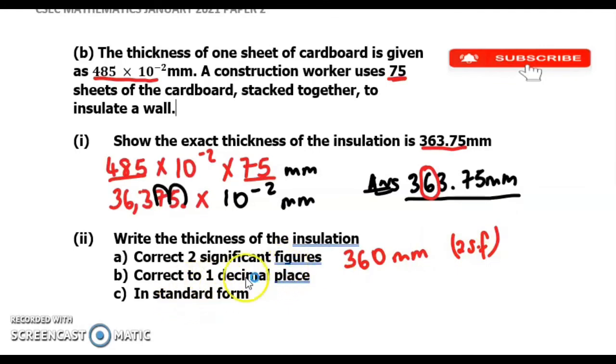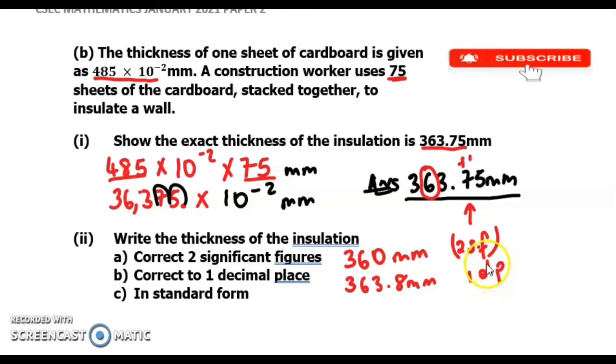For B, we're supposed to correct the same number to 1 decimal place. As it relates to decimal place, we're going to look at our number, 363.75. For 1 decimal place, the 7 would be our target number. When we look to the right of the 7, the number is 5, so we're going to add 1 to the 7. So we're going to end up with 363.8 millimeters, and that is 1 dp.